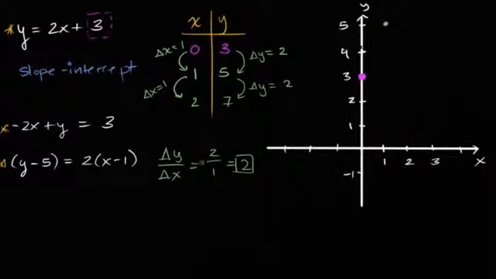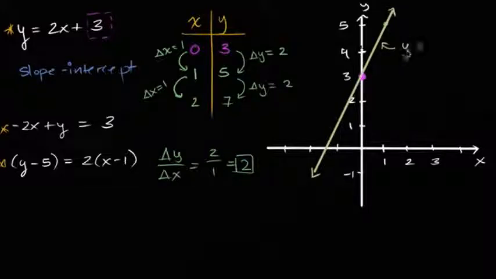So our line is going to look, you only need 2 points to define a line. Our line is going to look like, let me do this in this color right over here. I didn't draw it completely to scale, but it's going to look something like this. This is the line y is equal to 2x plus 3.